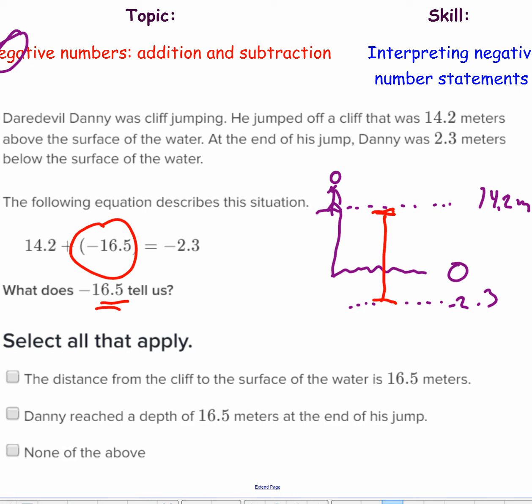Which of these answer choices make sense? The distance from the top of the cliff to the surface of the water is 16.5. Does that make sense? Top of the cliff to the surface of the water? No, of course not. That's 14.2. Danny reached a depth of 16.5 meters at the end of his jump. Is that true? No, he reached a depth of 2.3 meters below the water at the end of his jump, which means the only one that makes sense is none of the above.